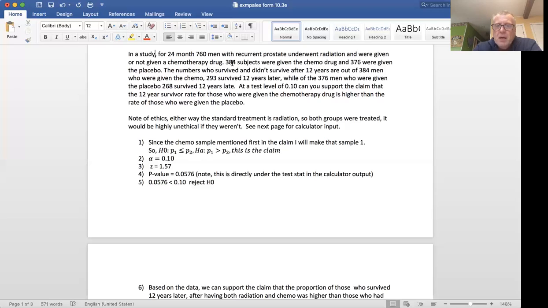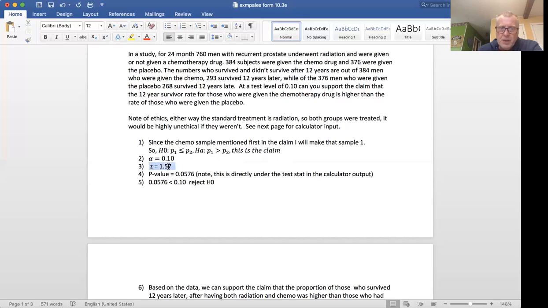Okay? Now, in this case, the claim is that the group that was given the chemo has a greater survivability rate. So we'll make that group 1, population 1. So that means P1 is greater than P2 would be the claim. H0 would say then the opposite of that, P1 is less than or equal to P2. Our level of significance is 0.1.